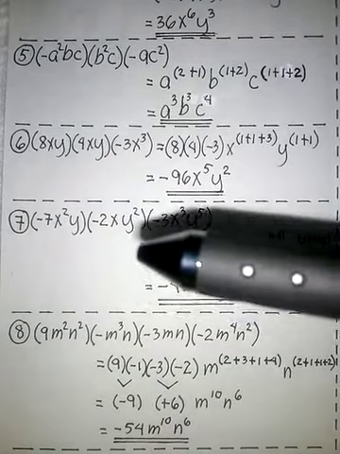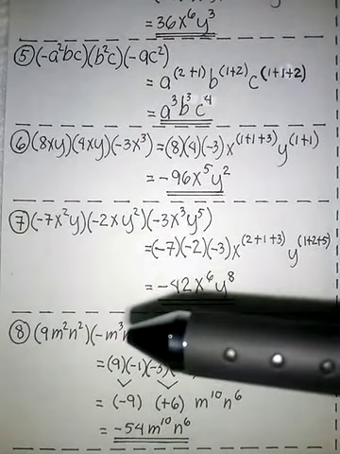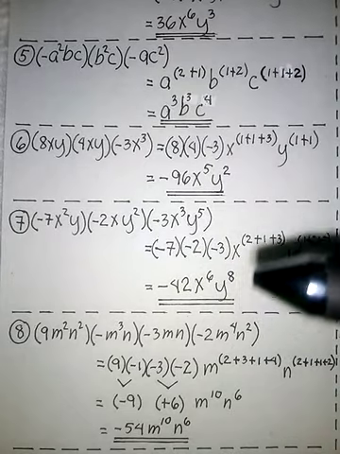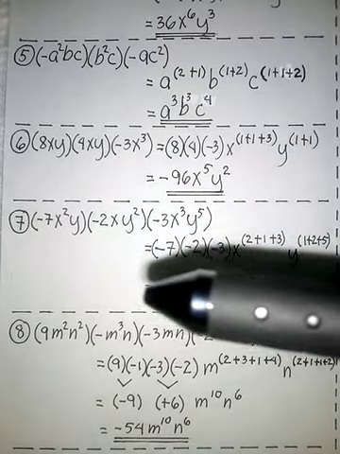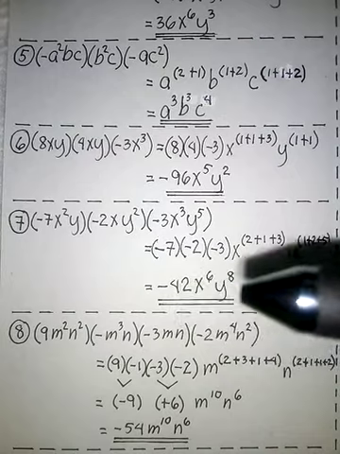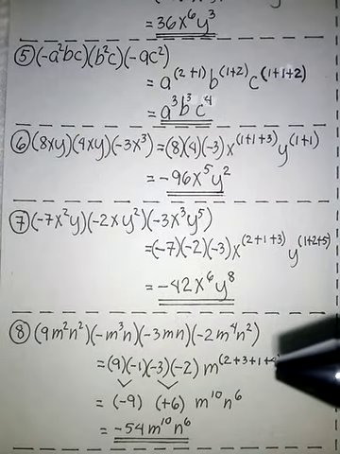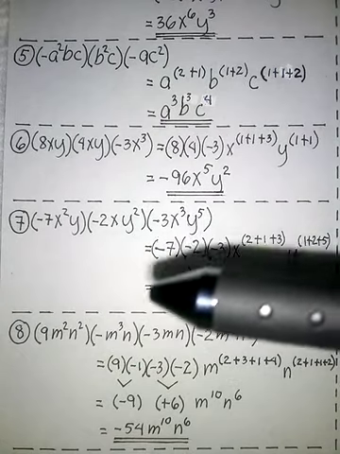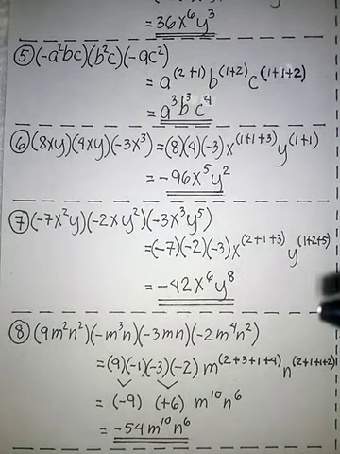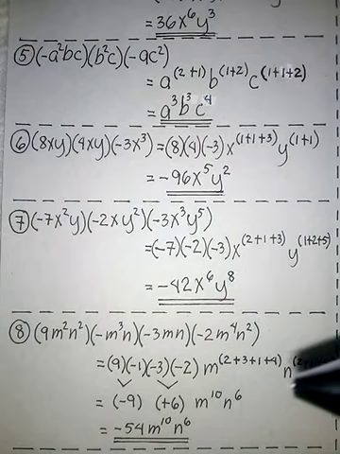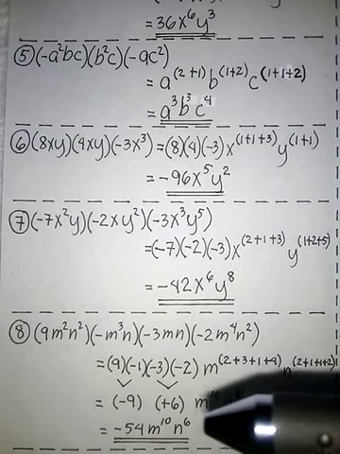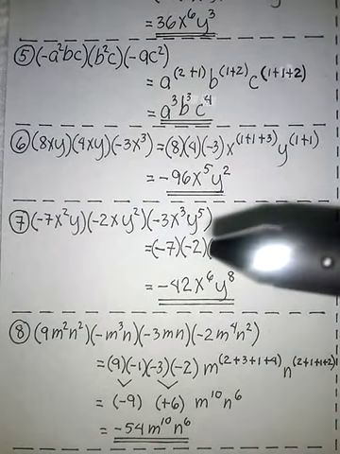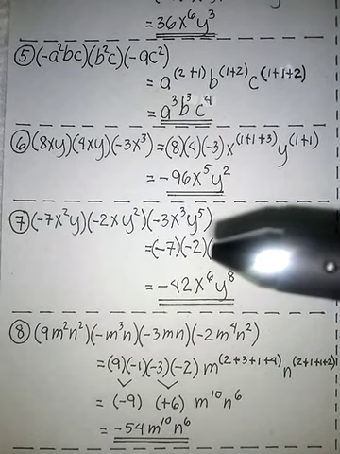So, for variable m, we have m squared, m cubed, 1, and then 4. So, we have m, 2 plus 3 plus 1 plus 4 is equal to 10. So, we have m to the 10. For the variable n, we have 2 plus 1 plus 1 plus 2. So, 2 plus 1 plus 1 plus 2 is equal to 6. We have n to the 6. So, the final answer is negative 54 m to the 10 n to the 6.